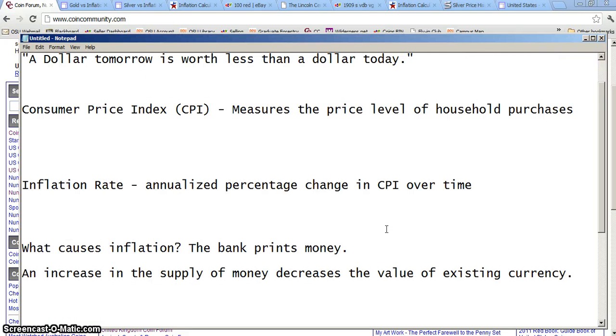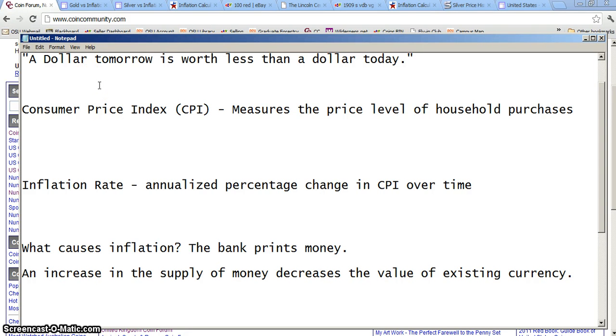Now, what causes inflation? That's a great question. Basically, the bank prints money. The Federal Reserve prints money, and they hammer out coins. Now, an increase in the supply of money decreases the value of existing currency. You can skip to the end of the video and I will discuss the gold standard a little bit, but I will not do so here.